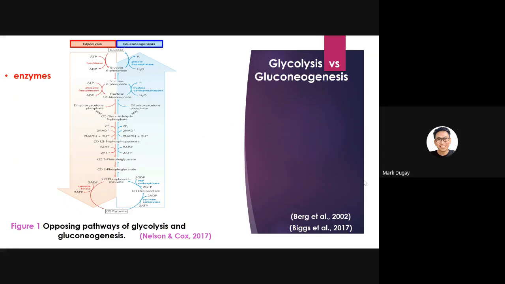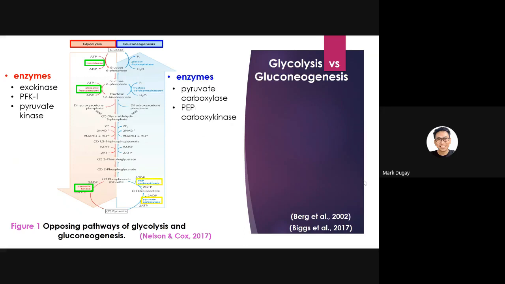Enzymes are catalysts that hasten chemical reactions. Each pathway uniquely involves the following. For glycolysis, we have hexokinase, phosphofructokinase, or PFK1, and pyruvate kinase. And gluconeogenesis involves pyruvate carboxylase, phosphoenolpyruvate carboxykinase, fructose 1,6-bisphosphatase, and glucose 6-phosphatase.